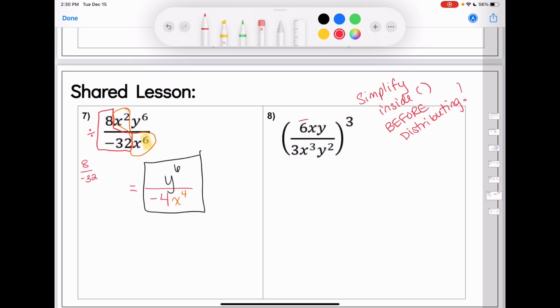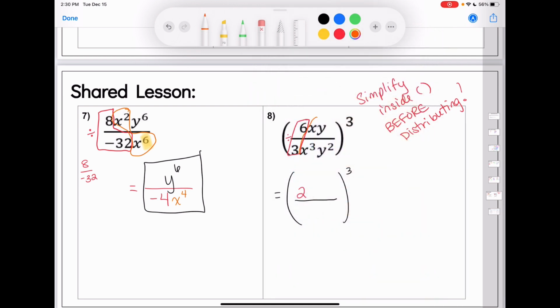So here I see I have my coefficients, 6 divided by 3, right? So I'm going to try and simplify as much as I can in these parentheses before I actually distribute that exponent of 3 outside. 6 divided by 3 gives me 2. Bigger number was on the top, so I'm going to put my answer on the top. Remember, again, those are coefficients, so I divide, not subtract.